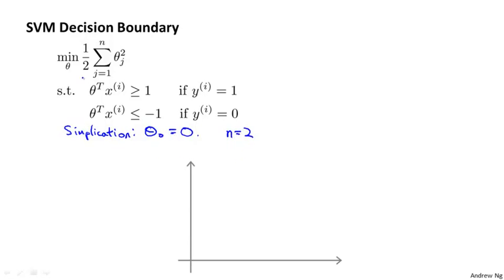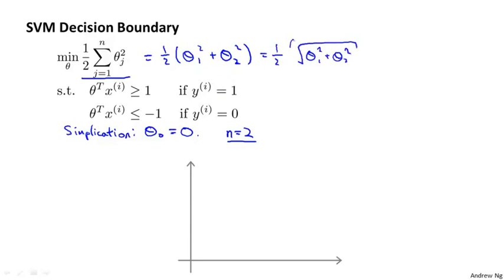Now let's look at the optimization objective of the SVM. When we have only two features, when n is equal to 2, this can be written as 1/2 of theta 1 squared plus theta 2 squared, because we only have two parameters, theta 1 and theta 2. And I'm going to rewrite this a bit. I'm going to write this as 1/2 of the square root of theta 1 squared plus theta 2 squared, then squared. The reason I can do that is that for any number w, the square root of w and then squared is just equal to w.